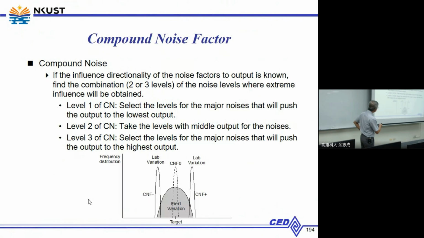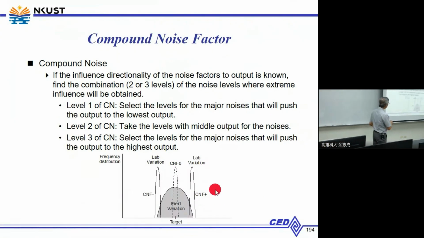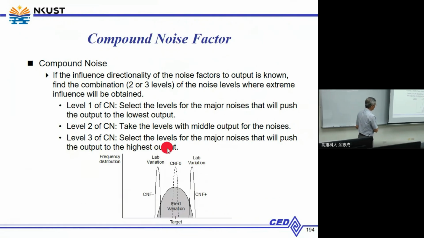All right, as you already see here, if you are using 2 levels, the first one is pushed to level 1, the lowest, and the high level will be the highest. If you are using 3 levels, the center level will be the middle value of the noise. If it is manufacturing error, it will be the nominal value. If it is the range of noise factors, such as environment or outer noise, it will be the middle value.